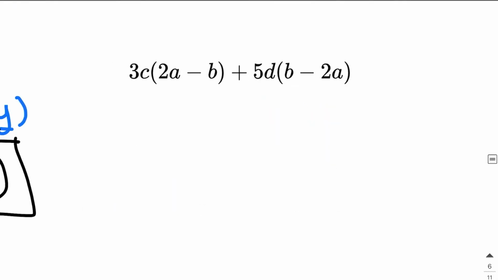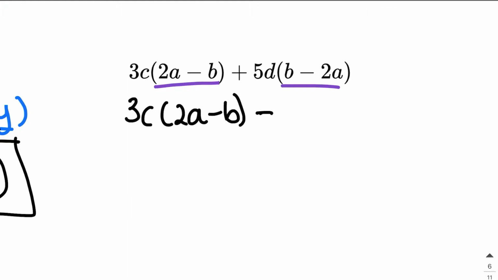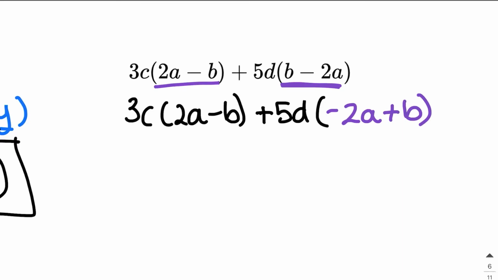Okay, but in our next example, this one is even trickier because this 2a minus b and this b minus 2a are not exactly the same. For example, I could just copy down this 3c times 2a minus b. I could copy down this 5d, and I can rewrite this in a different order. I can put the negative 2a first, and then the plus b second. So it could look like this right here. They still do not match. This is not the same thing as this.